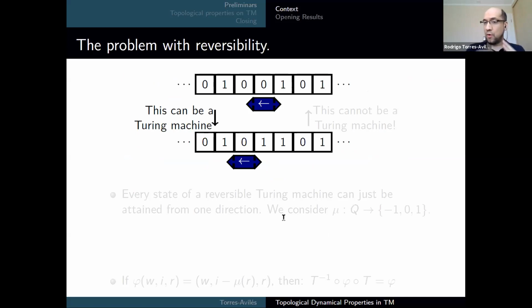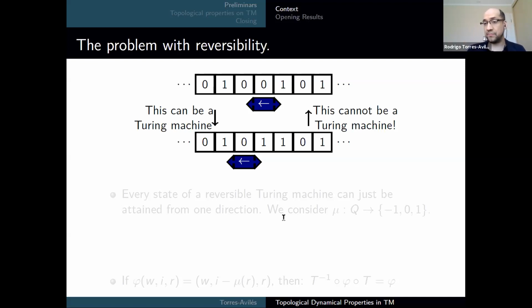If we go forward in time, we read a symbol, change it, and move in a direction, left or right. But if we go backward in time, we need to first move and then change the symbol, and that is not what a typical Turing machine is. So it's a problem to define Turing machines in the opposite time direction.